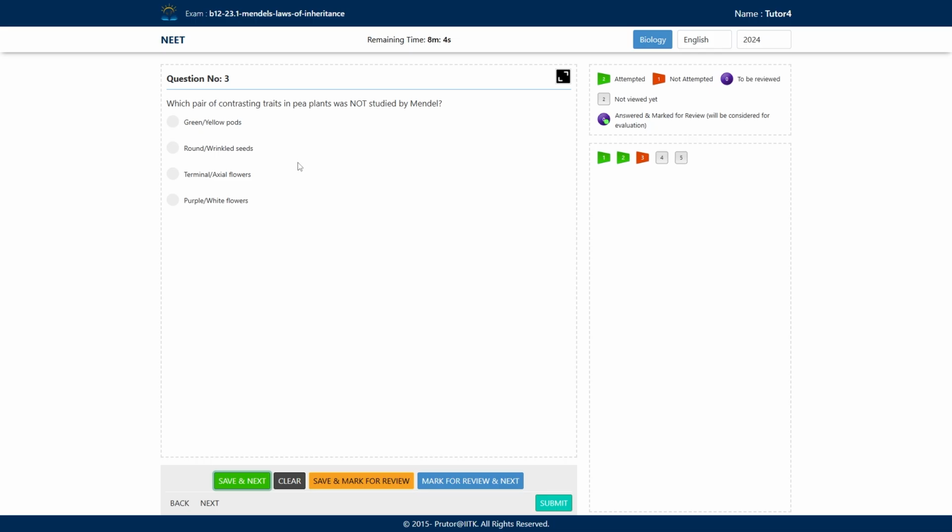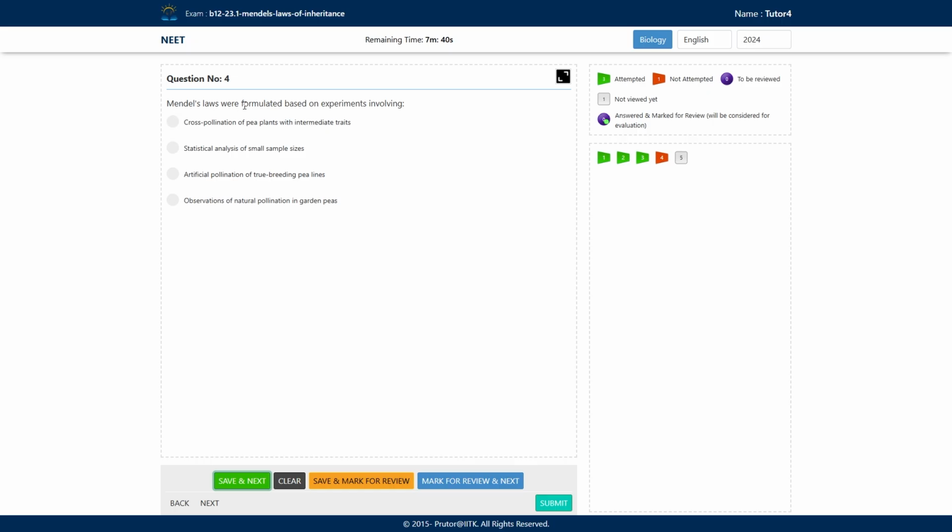Okay, so here you can see this question is a little bit dicey, because here the correct answer is purple and white flowers. In your NCERT textbook, it is written violet and white flowers. That's why the correct answer here is purple and white flowers. Mendel studied all of these characters, okay? In your book, it is written violet and white flowers. That's why this is the correct answer here.